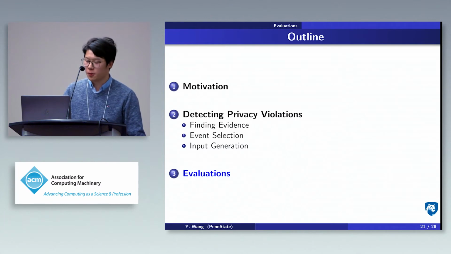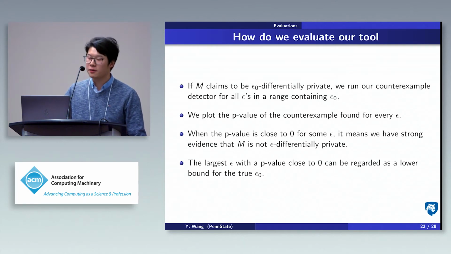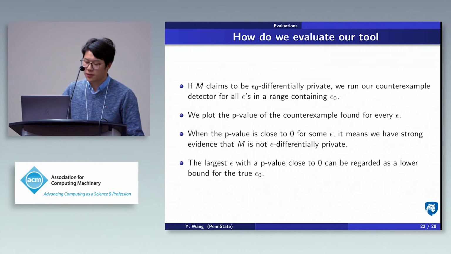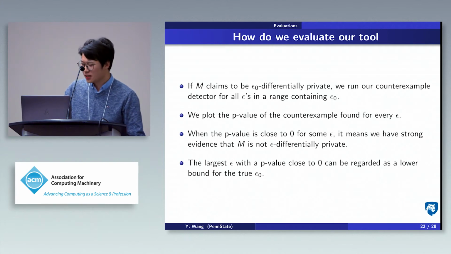To show the power of our tool, I'll demonstrate some of the evaluations we have done in our paper. If the algorithm M claims to be epsilon0 differentially private, we run our tool for a range of epsilons containing epsilon0. We then plot the p-values of the counterexample found for every epsilon. As I have elaborated, if the p-value is close to 0, it means we have strong evidence that M is not epsilon0 differentially private.